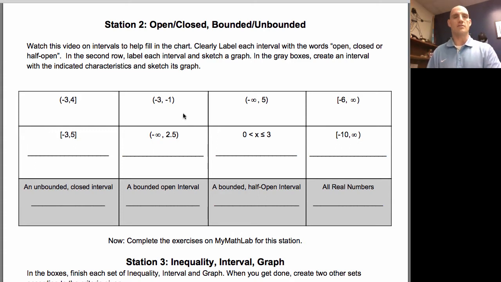When we talk about intervals, they're either bounded or unbounded. And so the basics of bounded versus unbounded look like this. If you think about the concepts of bounded and unbounded, it makes me kind of think of boundaries, okay? Bounded intervals are going to have numbers on both ends.